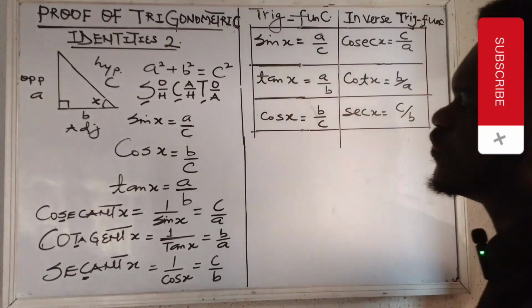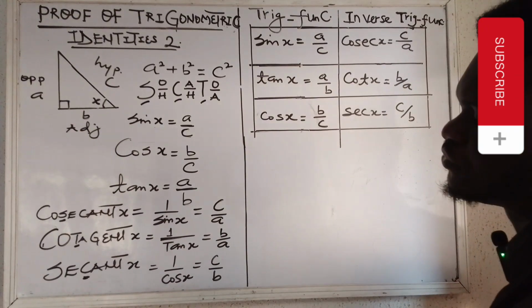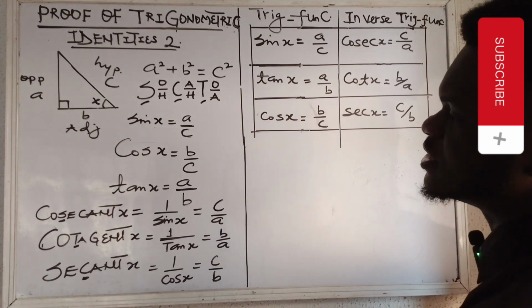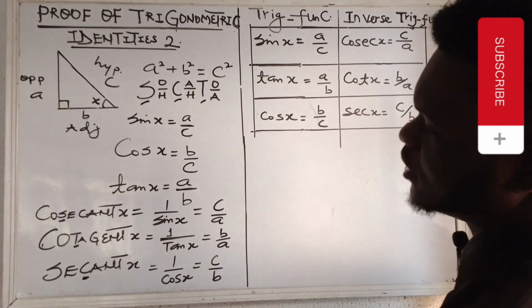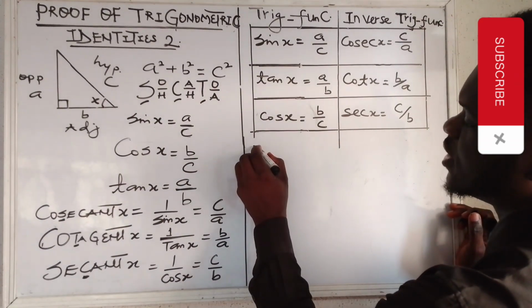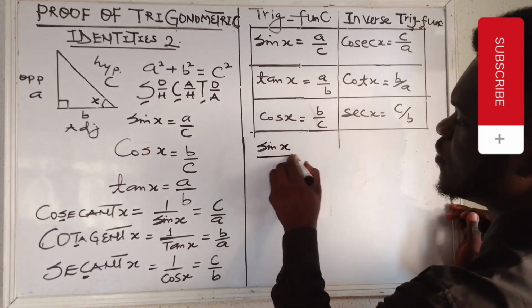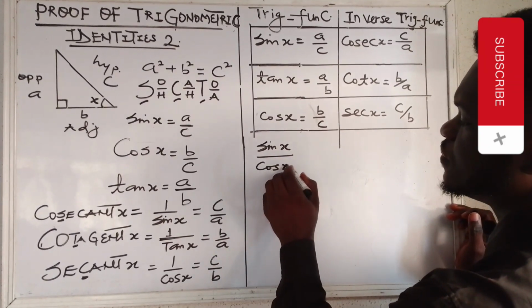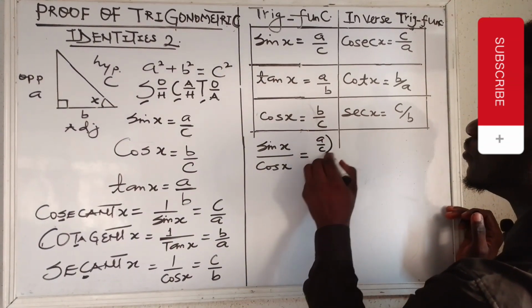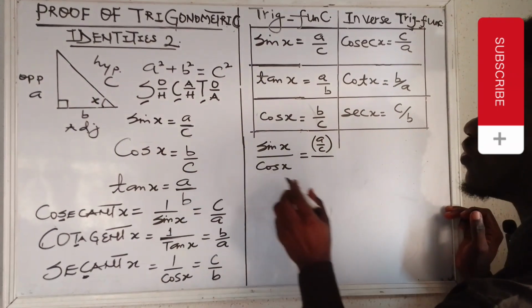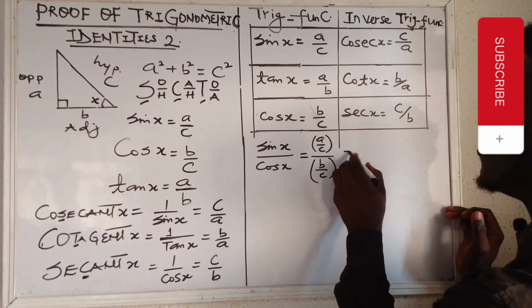Okay, now many of you have heard that sine divided by cos gives you tan. You have heard it severally from several persons. I will get confused. How did sine divided by cos give you tan? From this expression here, you can do that. So if we want to check that, we can say sine x divided by cos x will be equals to what? Now what is sine x? Sine x is A over C divided by cos x, that is B over C.